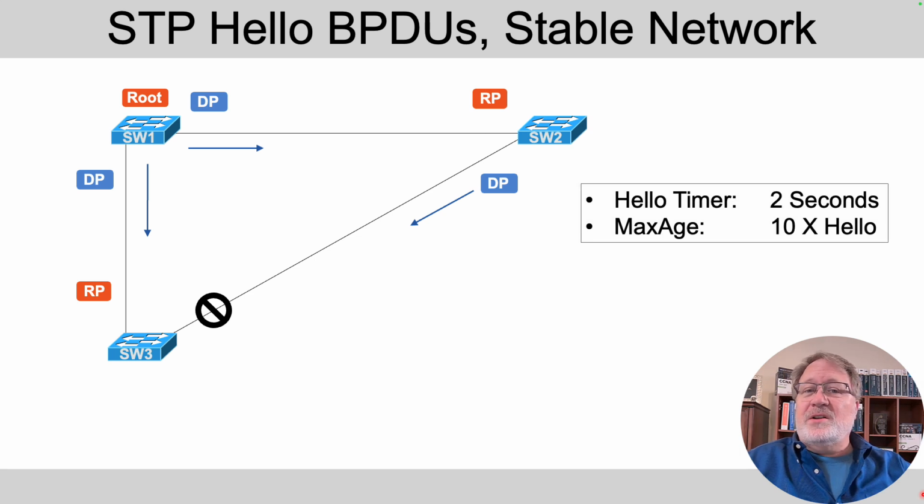Those hellos, by the way, flow every 2 seconds by default based on a hello timer. And there's another variable based on the hello timer called max age. It's 10 times the hello timer, or 20 seconds by default.